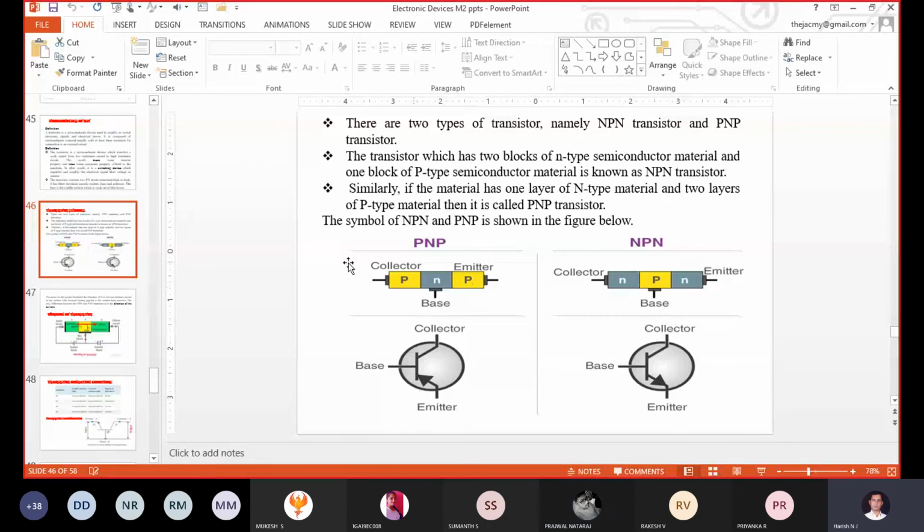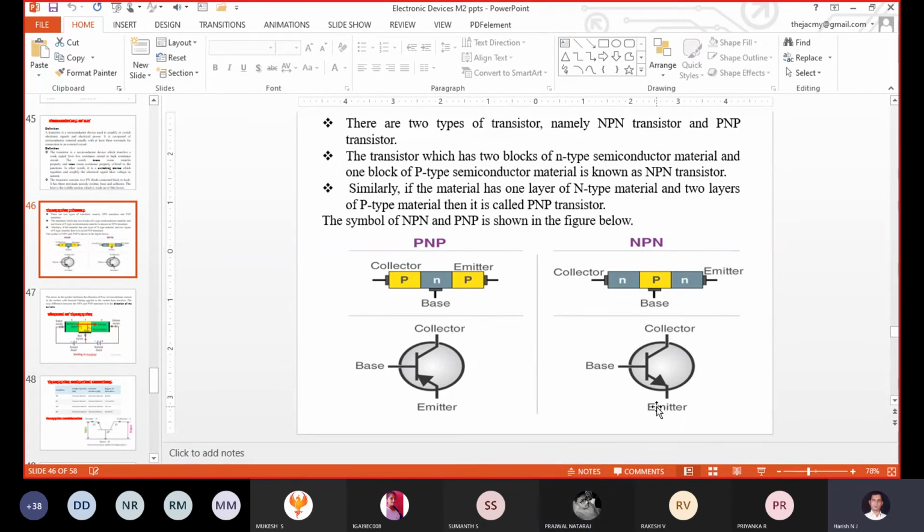Correct. I already discussed that it consists of two junctions. One junction is in between the base and emitter. For representing the junction you have to use the base terminal as the reference. One junction is between base and emitter, in PNP as well as NPN. The other junction is present in between the base and collector.